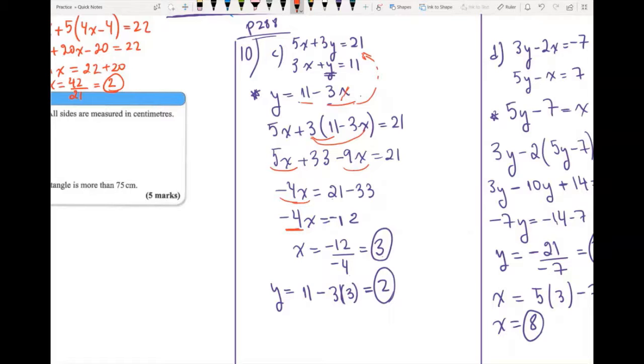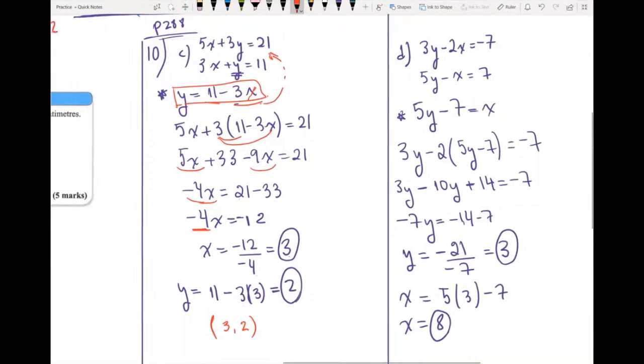Now we take this 3 and we replace it in this equation so that we find the value of y. So y is equal to 11 minus 3 times 3, which is equal to 11 minus 9, which is equal to 2. So the solution for this system is x equals 3 and y equals 2.